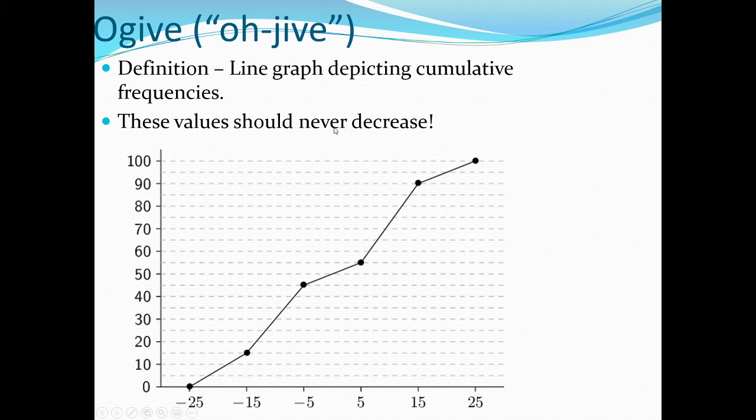Again, an ogive is used for cumulative frequencies, not normal frequencies.